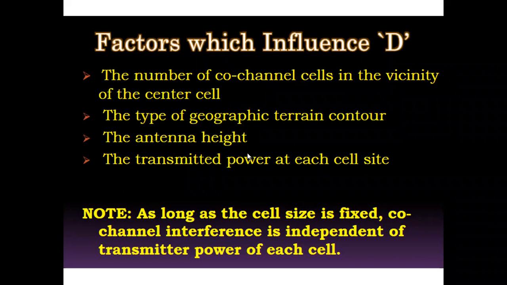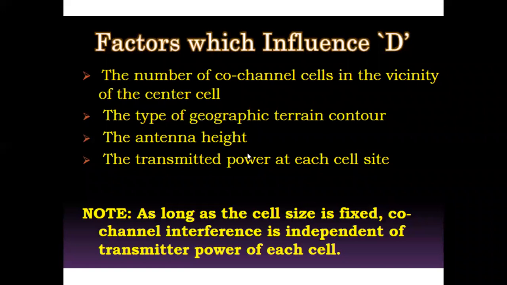Third is antenna height, meaning how much antenna height is to be used, and this also influences the distance between the two cells. And the last one is how much transmitted power at each cell site should be there, and this factor also influences d, that is the distance between the two cells.